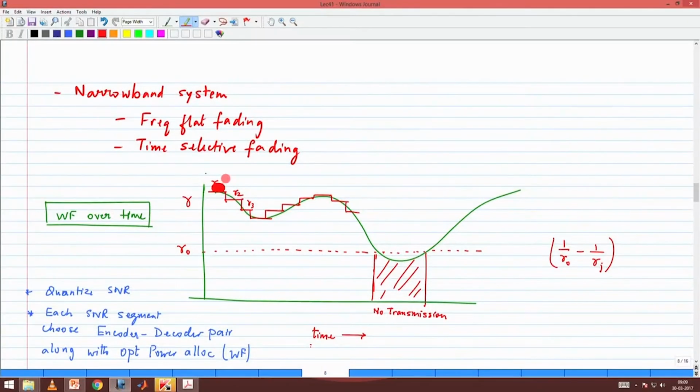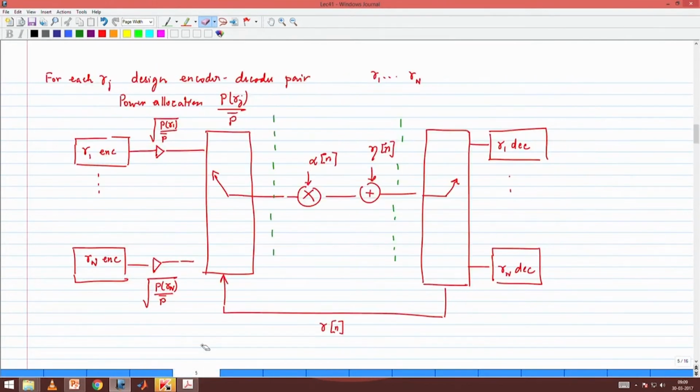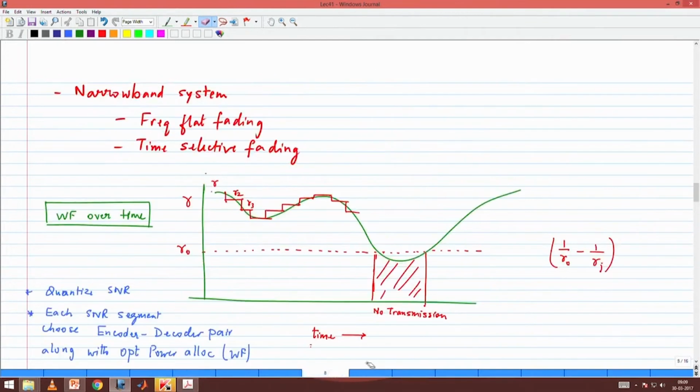And for each of these SNRs, what we would do is go back to the diagram where we saw a family of encoders, decoders, and also be able to allocate power. The allocation of power would be based on the water filling algorithm, 1 over gamma naught minus 1 over gamma j. And of course, if the SNR goes below the threshold, that means there is no transmission.